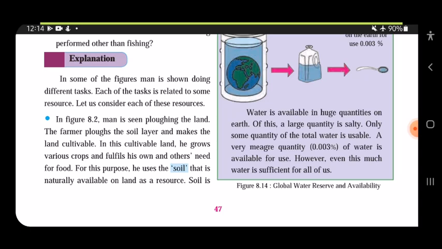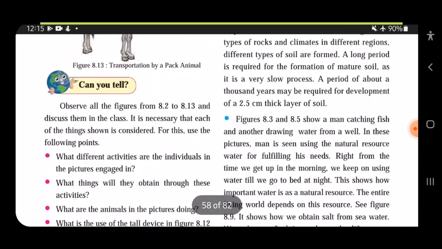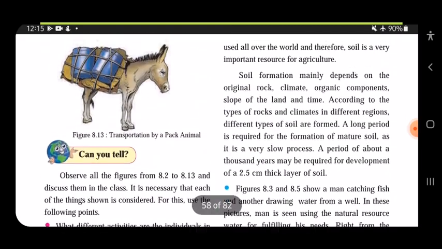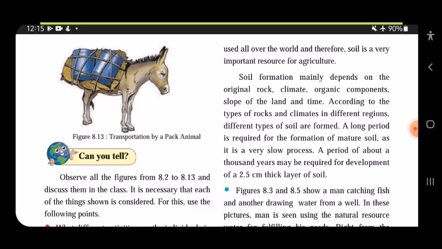In this cultivable land, he grows various crops and fulfills his own and others' need for food. For this purpose, he uses the soil. So which natural resource is used over here? Soil. That is naturally available on land as a resource. Soil is used all over the world, and therefore soil is a very important resource for agriculture. Without soil, you won't be able to grow any kind of crop.